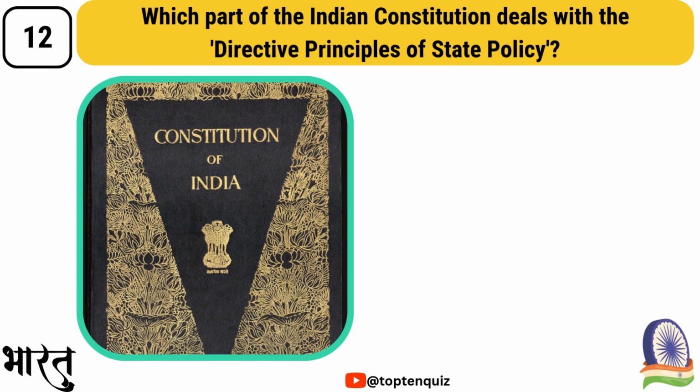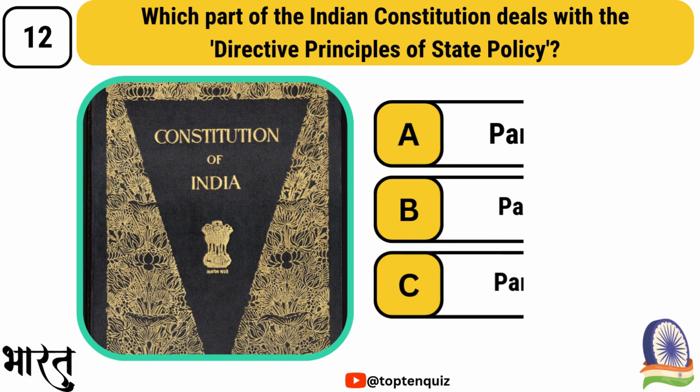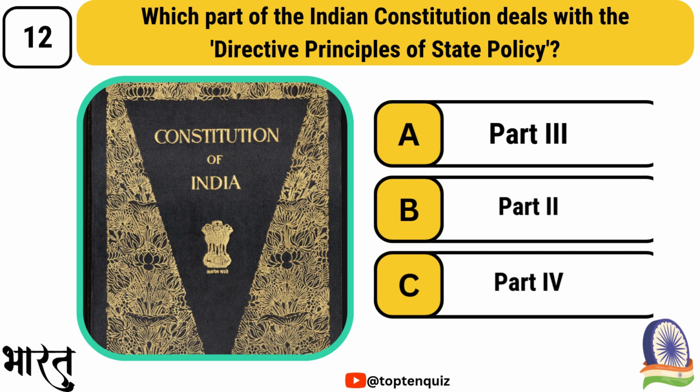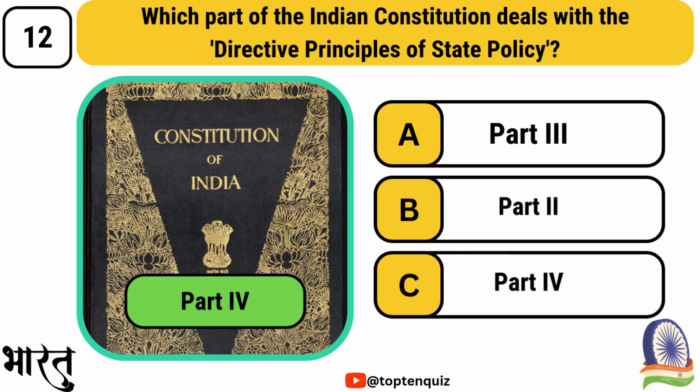Which part of the Constitution deals with the directive principles of state policy? Option A Part 3, option B Part 2, option C Part 4. The answer is option C, Part 4.